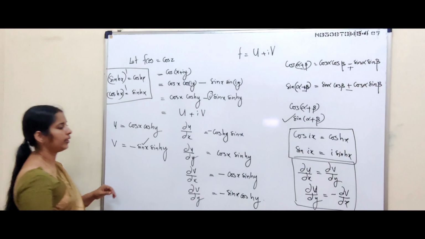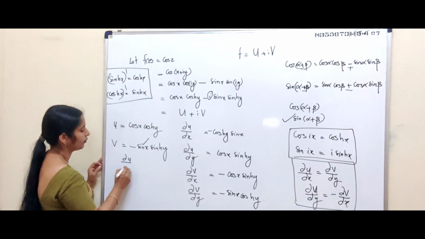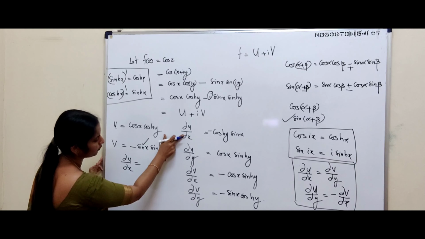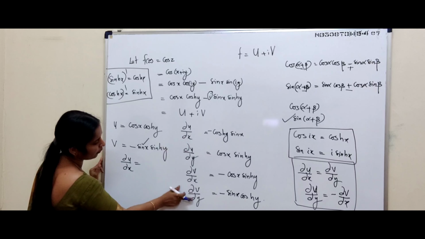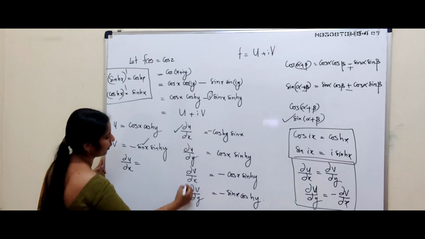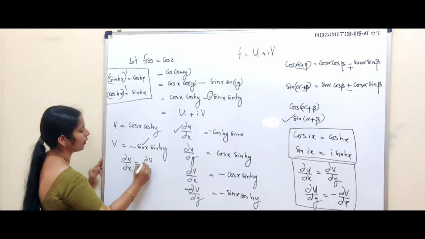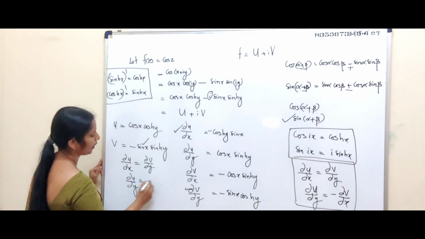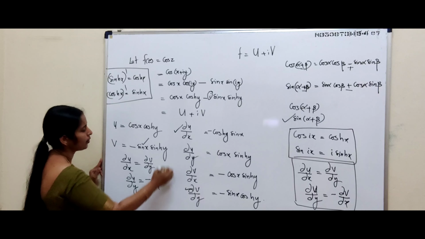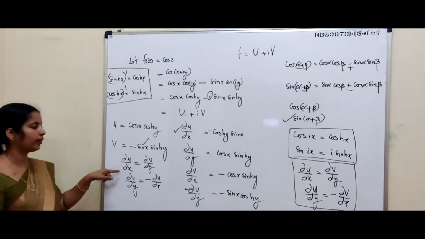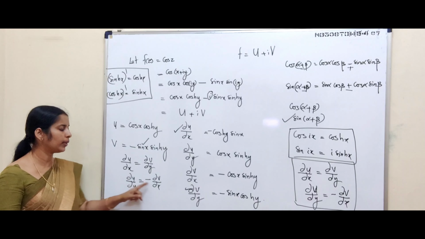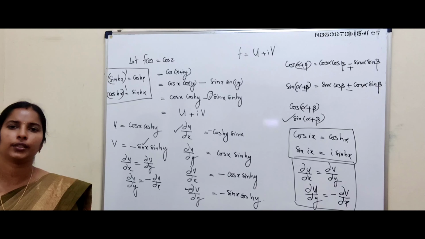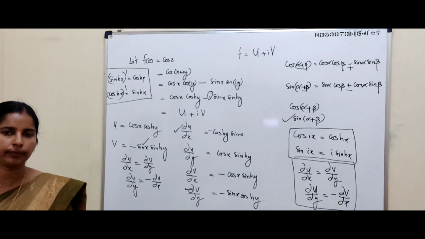Next, you check whether ∂u/∂x is ∂v/∂y. Yes, both are equal. So ∂u/∂x is ∂v/∂y and ∂u/∂y is minus ∂v/∂x. So from these four partial derivatives, it's very clear that ∂u/∂x is ∂v/∂y and ∂u/∂y is minus ∂v/∂x. So we can say f satisfies the Cauchy-Riemann equations, or u and v satisfy the Cauchy-Riemann equations.